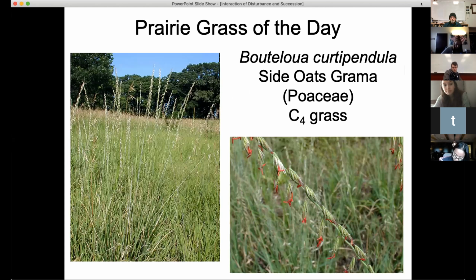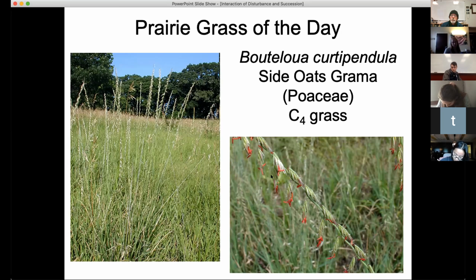I don't really have a ton to say about this. It's a bunch grass, so it tends to come up from a common root. It's distinguished by the inflorescences here that hang off the stem, and they typically only hang off one side of the stem, which is why they're called sideoats grama.